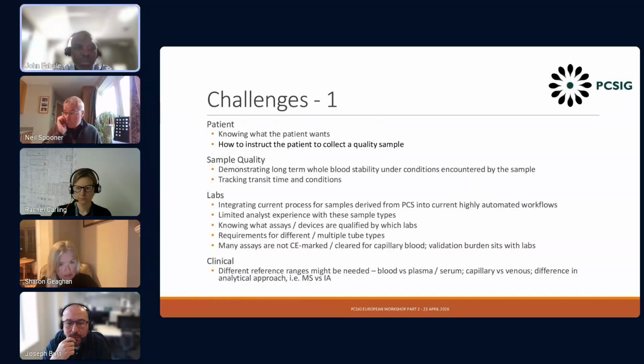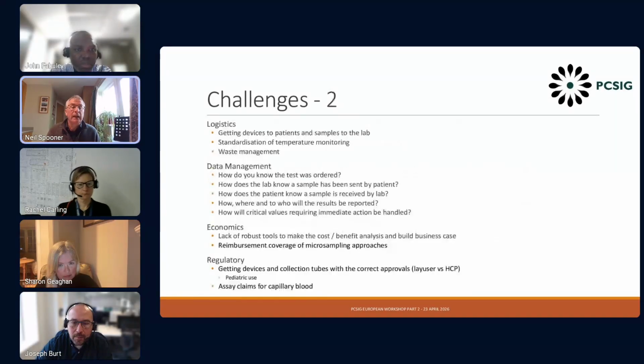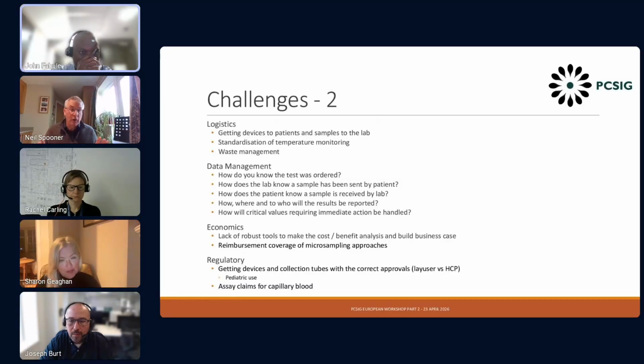Following part 1, we had a number of challenges around the patient, sample quality, labs, clinical, logistics, data management, economics, and regulatory. And we've decided that we only have enough time to cover a few of these today. We're going to ignore the rest. They're going to go into whatever output comes from this, and hopefully, if there are working groups that come from this event, we'll carry that forward.